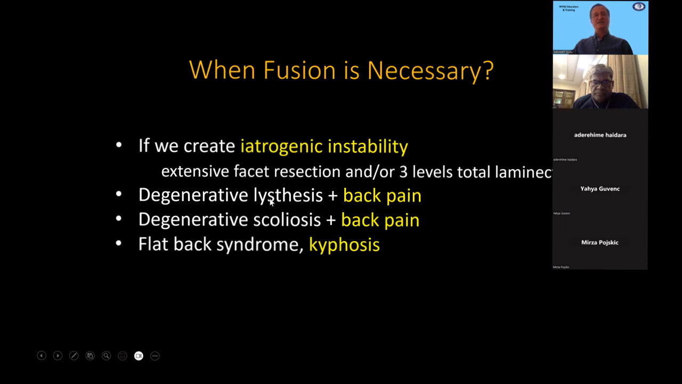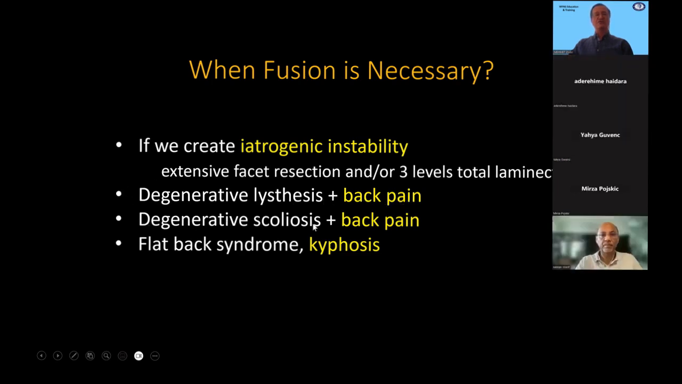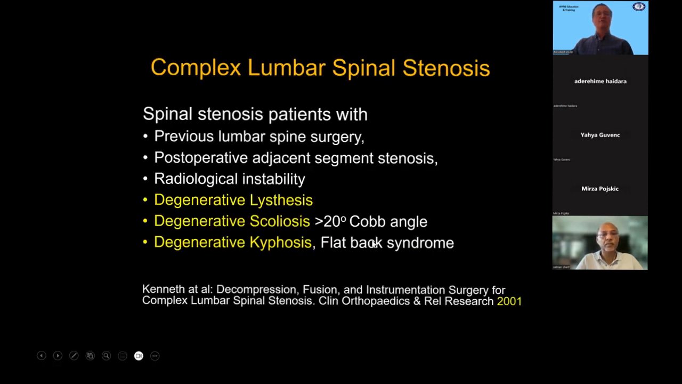If there is such a condition, degenerative scoliosis with back pain, or flat back syndrome and kyphosis, these cases may go to fusion. And so we have one term, complex lumbar spinal stenosis, which may apply if there is degenerative listhesis, scoliosis, kyphosis, or previous lumbar spine surgery, postoperative adjacent segment stenosis, or radiological instability.